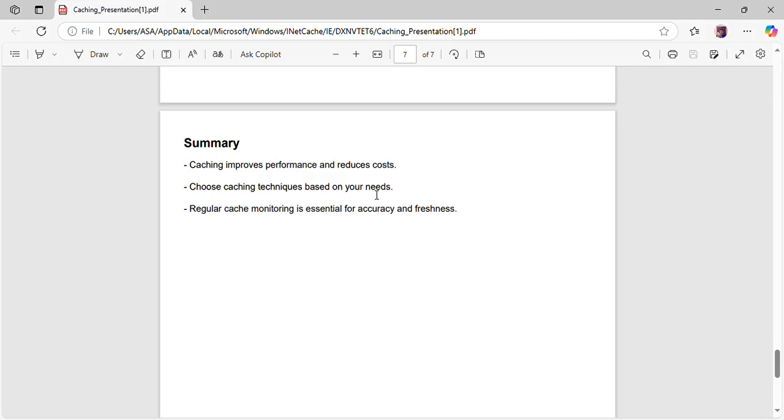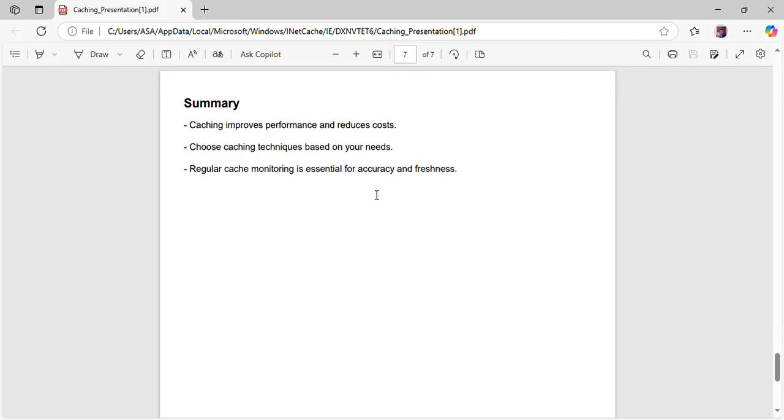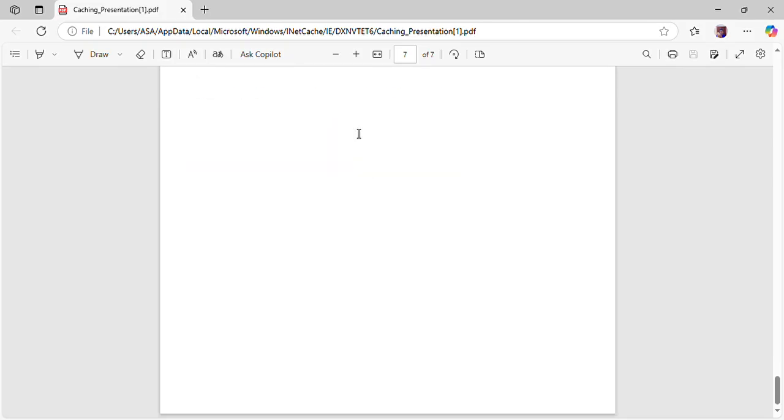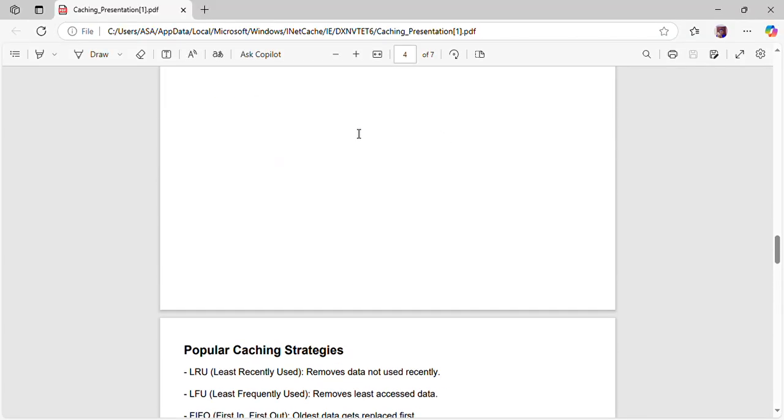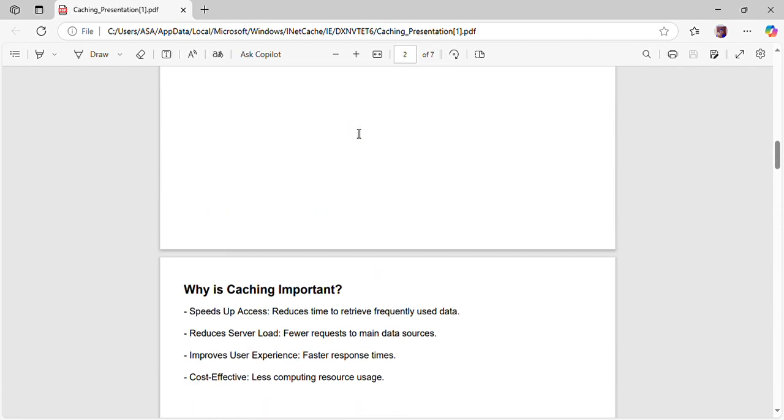Before you cache a file or store a file in the cache format, you need to decide on the technique you want to use, that's either first in first out or least frequently used. And then regular cache monitoring is essential for accuracy and freshness. I think that's clear. So with this, we are done with caching and its techniques as well as their importance.